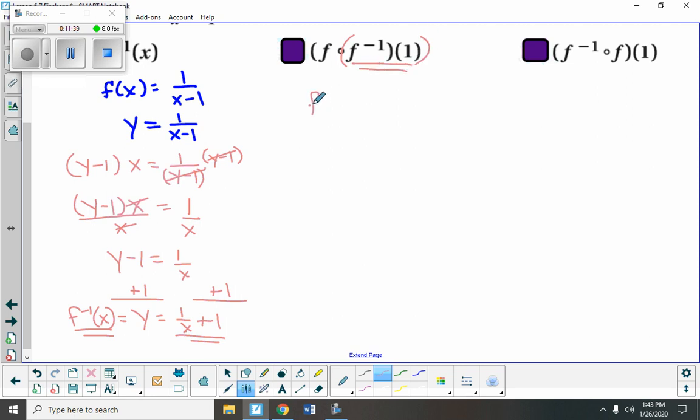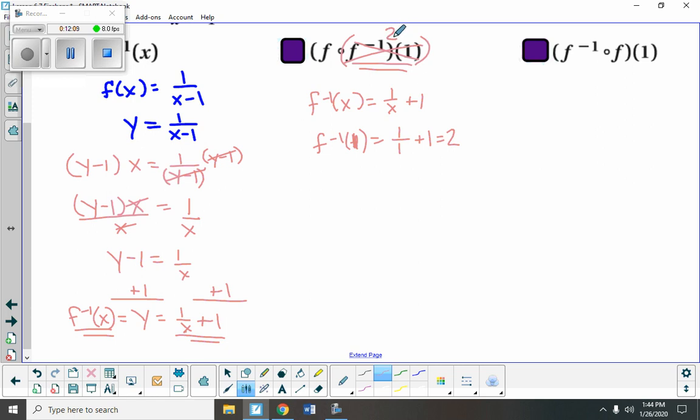Now the inverse function is 1 over x plus 1. So what we're going to do first is find out what this function is when x is equal to 1. So we're putting in a 1 right here. Wherever the x is, we're going to put this value in. So that's 1 plus 1, and you get 2. So the inverse function when x is equal to 1 is equal to 2.